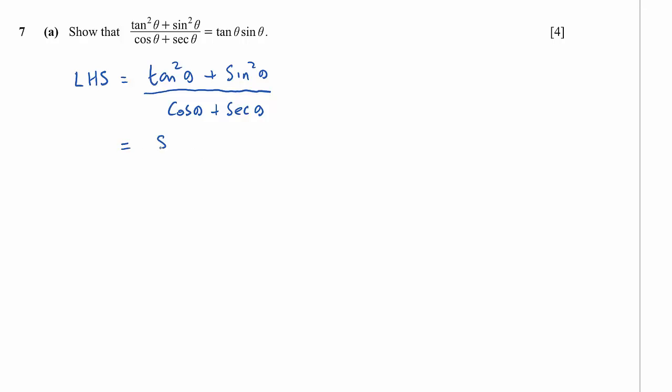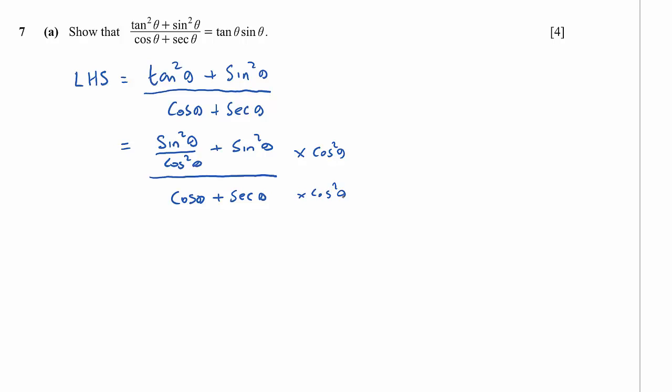Well, I know that tan squared is sine squared over cos squared, and then that's plus sine squared theta. And I'm not going to change the bottom at the moment. And then I don't really like having this fraction on a fraction, so I'm going to multiply top and bottom by cos squared theta to get rid of that. So let's see what happens there.